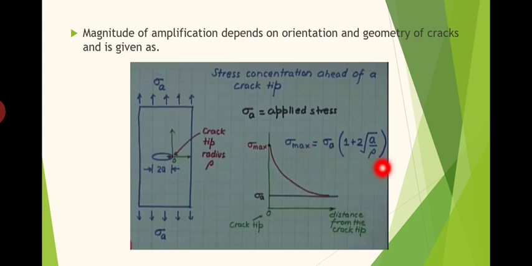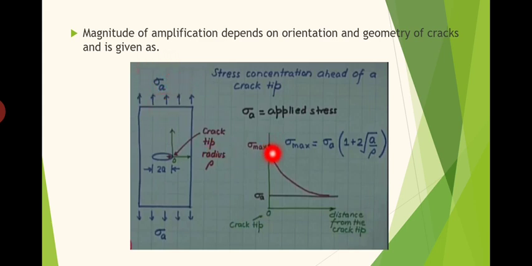So if the radius of curvature of the crack tip is very small, that much amplification will be there for the sigma max. So if you plot a graph, it will be something like this. At the crack tip sigma max will be the stress acting, and if you go along the distance from the crack tip, away from the crack tip at a particular distance, then the stress acting will be equal to the applied stress.